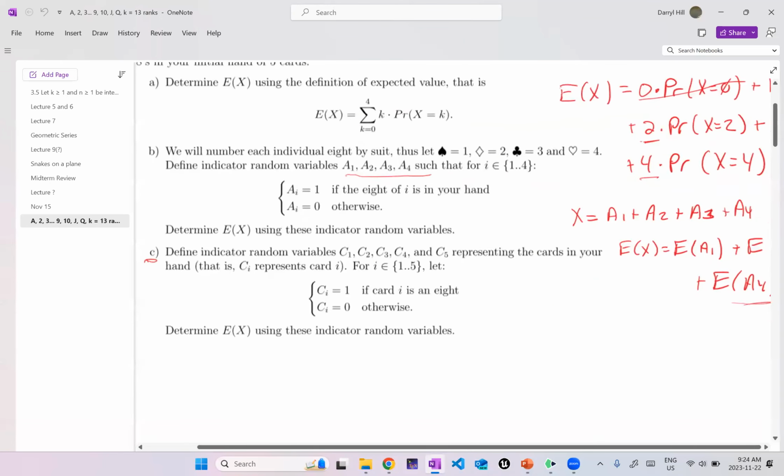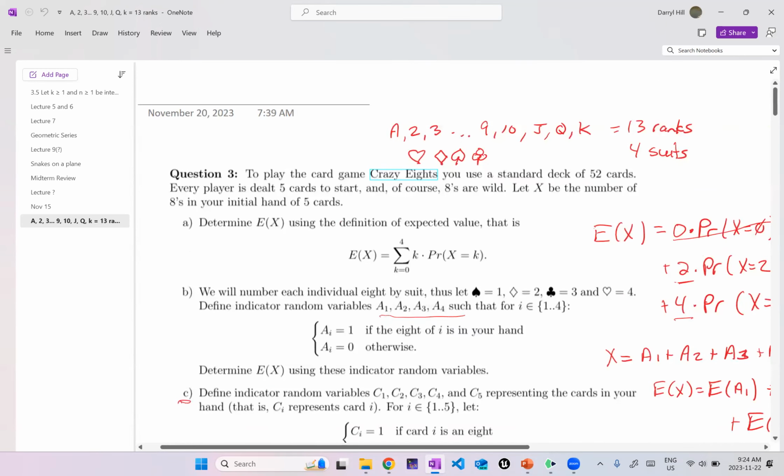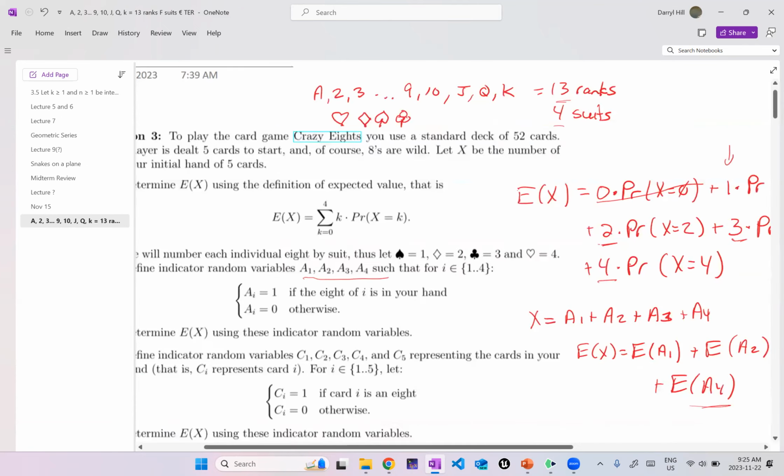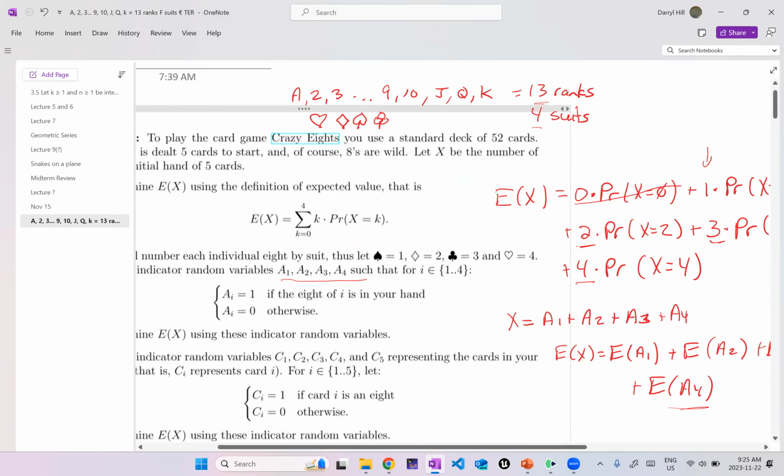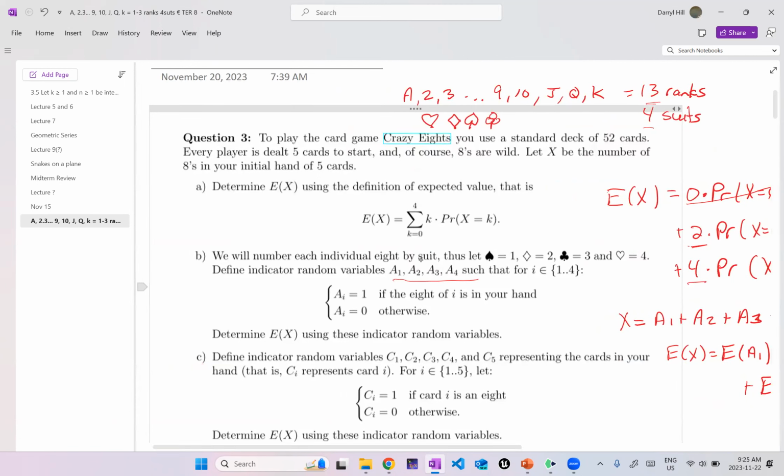So what we're doing is we are playing crazy eights with a standard deck of 52 cards. Every player gets a hand of 5 cards, and then eights are wild. So we want to figure out the expected number of eights in our hand. Right? And we have 52 cards. This consists of 13 ranks, ace through king, and each of those ranks has 4 suits: spades, diamonds, clubs, hearts. So that makes 52.